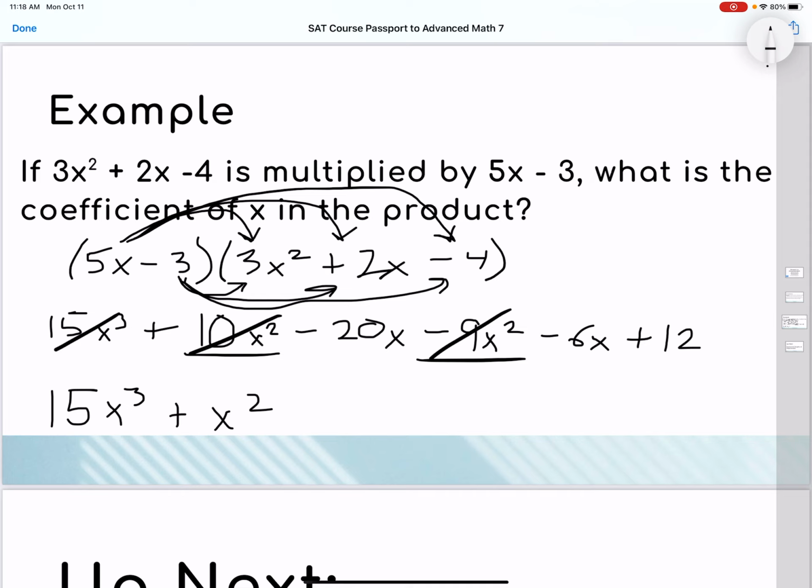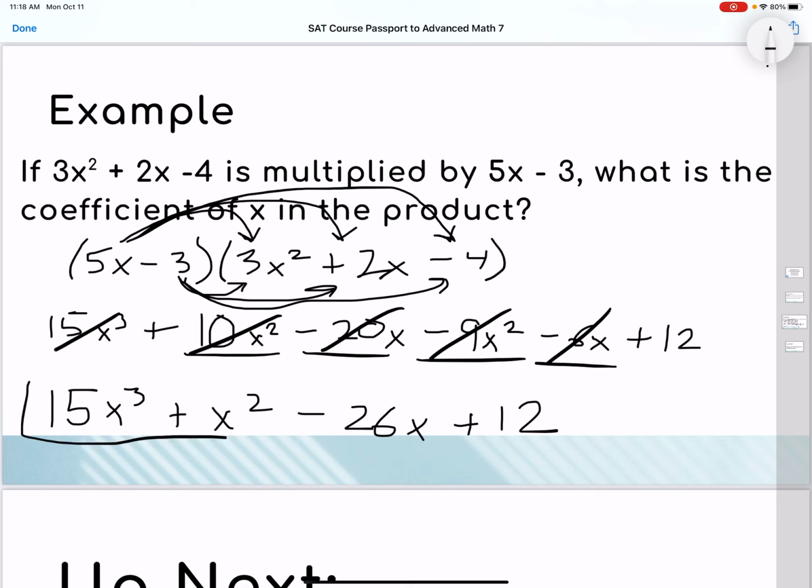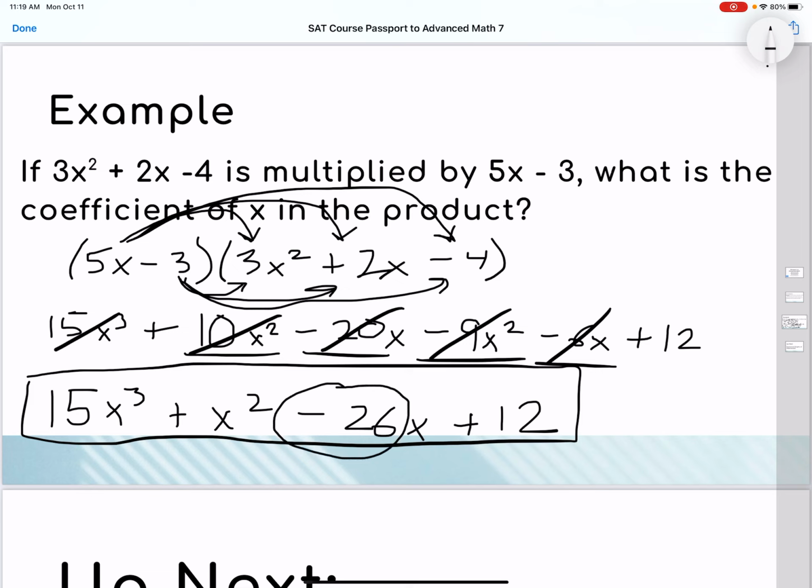We've combined those. Like terms are also negative 20x and negative 6x. So negative 20, take away 6 more, would be negative 26x. And okay, now we've simplified those. And then lastly, 12 doesn't have any like terms, so we just add the 12. So there is our final polynomial, 15x cubed plus x squared minus 26x plus 12. But our original problem asked, what is the coefficient of x? Well, the answer is negative 26. So that would be our final answer. Negative 26 is the coefficient, or the number in front of the x term in that final polynomial.